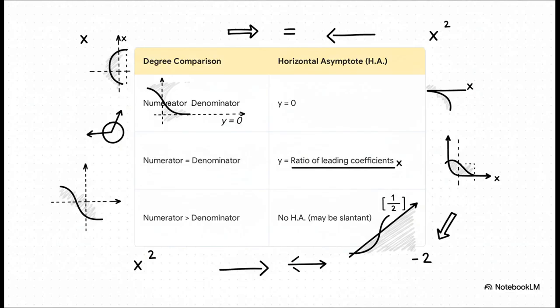It all boils down to comparing the highest power of x, what we call the degree, on the top and the bottom. If the bottom's degree is bigger, the rail is the line y equals 0. Easy. If the degrees are a tie, the rail is just the ratio of the leading coefficients. And if the top's degree is bigger, well, there's no horizontal rail, which opens up a whole other possibility.